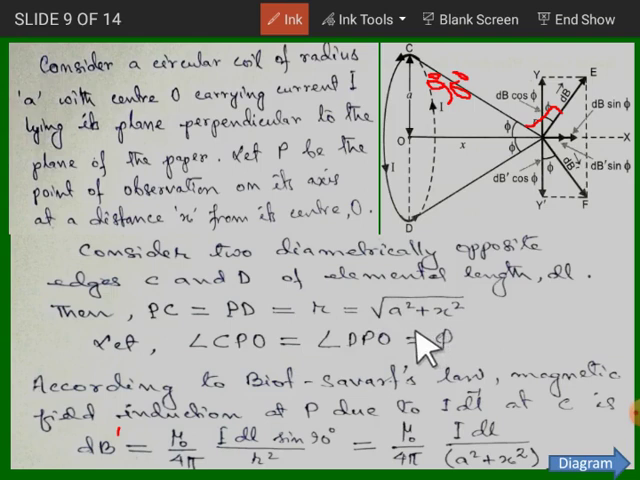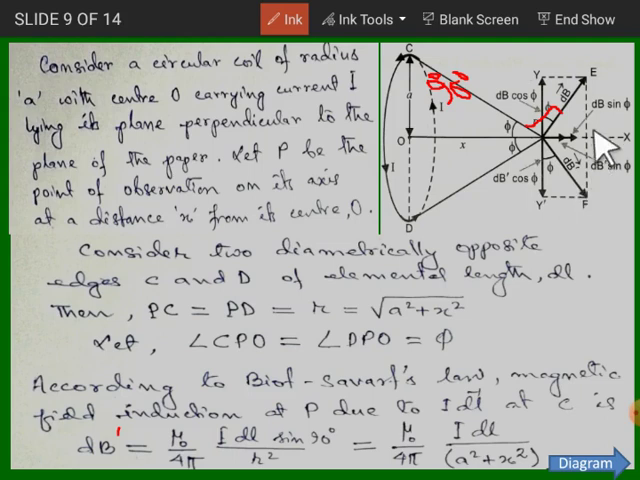So the magnitudes of dB and dB prime will be the same, but the direction will be different. Your dB vector is pointing toward PE, and your dB prime will be acting along PF. Why? Because this dB prime will be directed along the direction perpendicular to your r vector as well as IDL. Got it? So it will be along this direction.